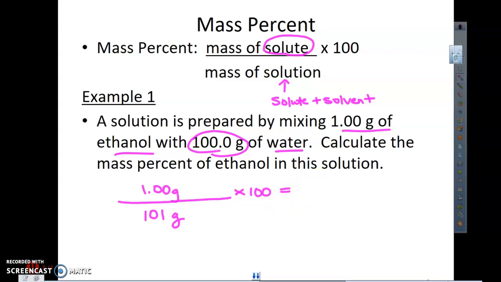And so when you do that calculation, and I would encourage you to do all the calculations, even though you see them here, it's different. Even though this one seems pretty easy, it's different when you do it yourself. So, 0.99% solution, okay, 0.0099 fraction. And if I multiply by 100, it's 0.99%.